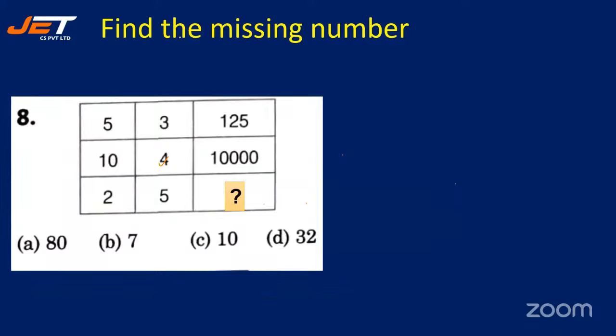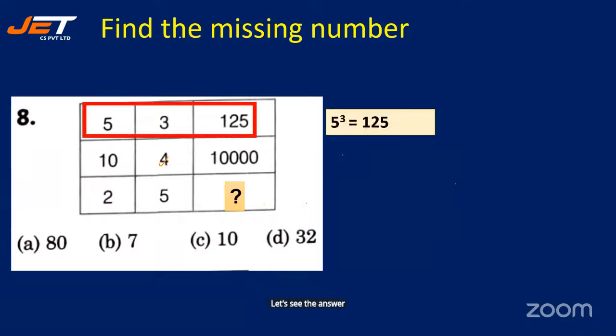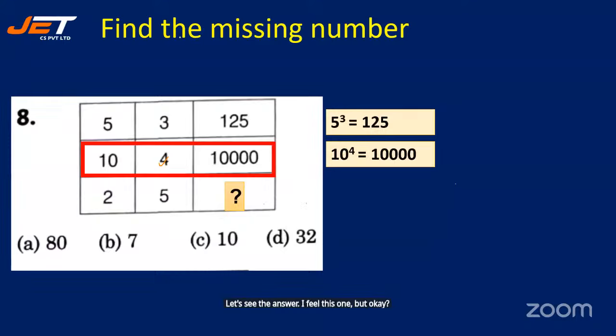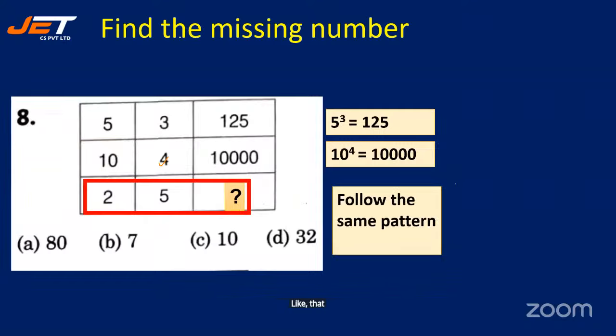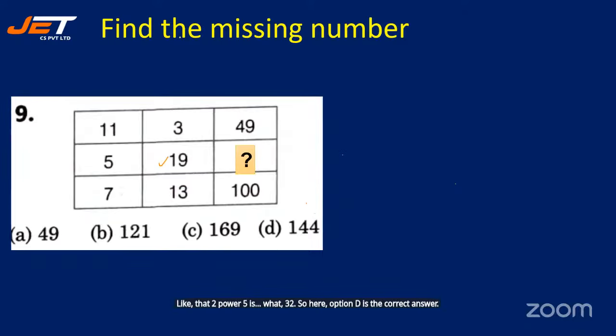Try to solve it within 2 minutes, students. So you have 5 cube is 125, 10 cube is 10,000. What is the question mark? Let's see the answer. 5 cube is 125. Oh, the center number becomes the power. So 10 power 4 is 10,000. Like that, 2 power 5 is what? 32. So your option D is the correct answer. Right. Now see the next question.